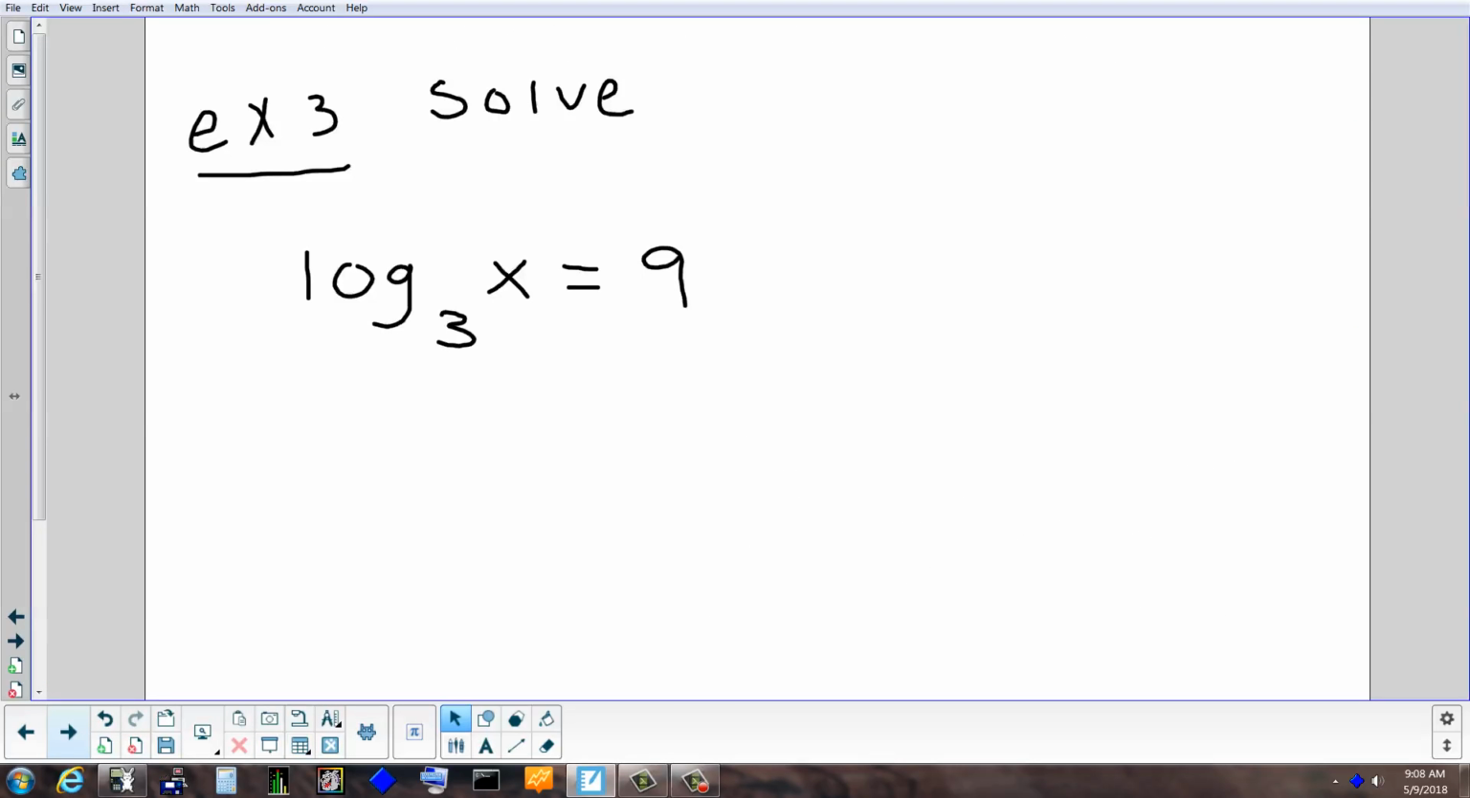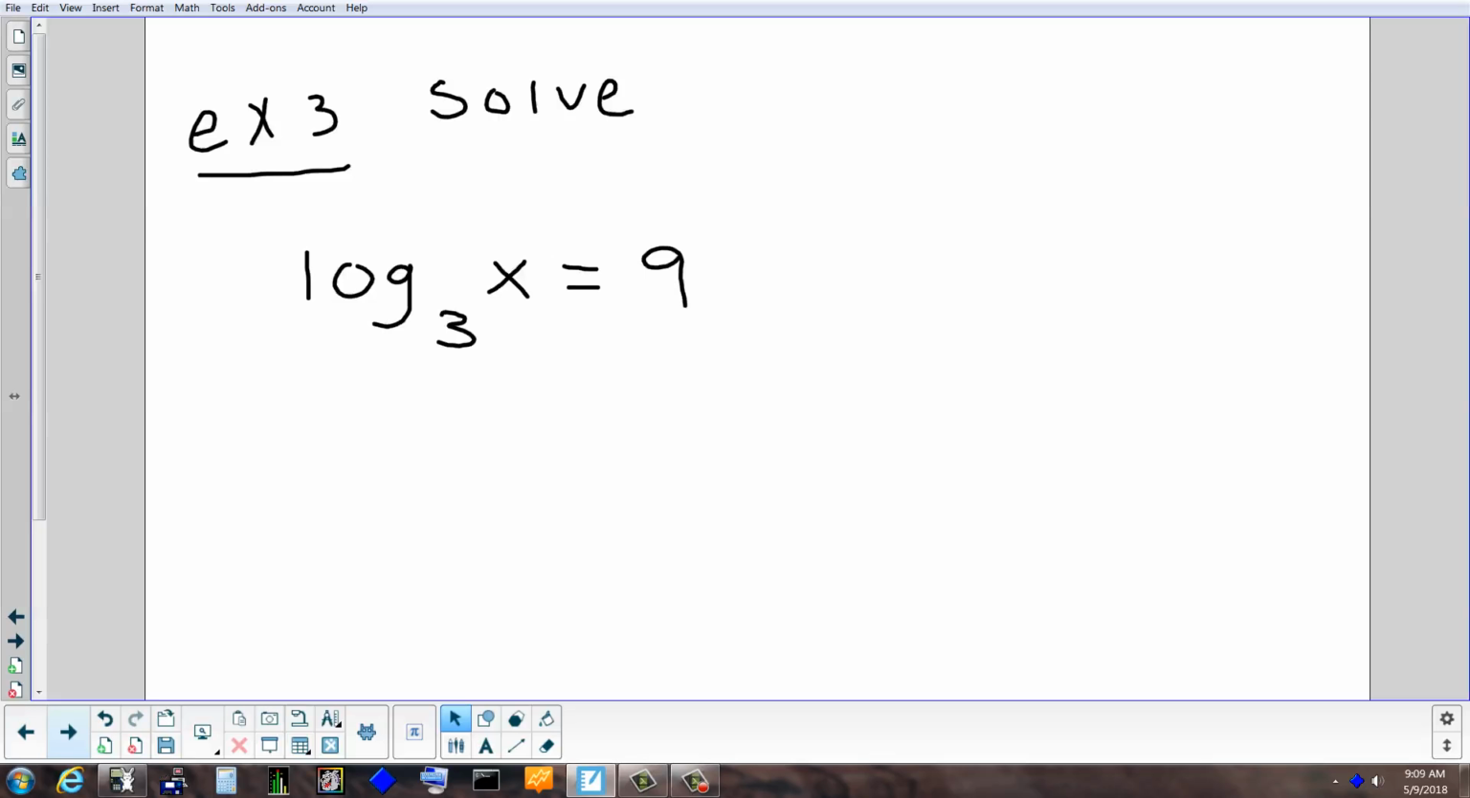All right, so this is log base 3 of x equals 9. There's not much there. You can't combine or split logs because there's only one log. To combine, you would have had to have 2. Are there numbers in front of the log? Nope, so there's nothing to put back as an exponent. So there's no combining, there's no splitting, nothing to put back as an exponent. There's only one thing left you can do with that.